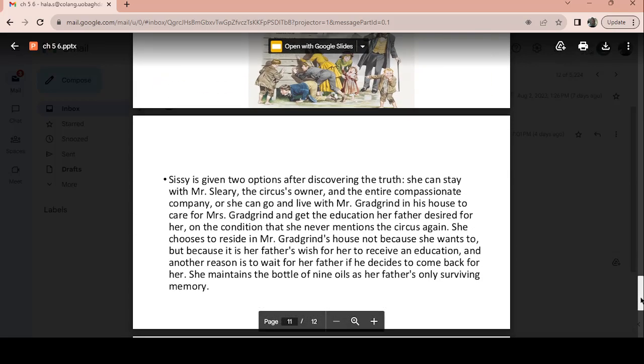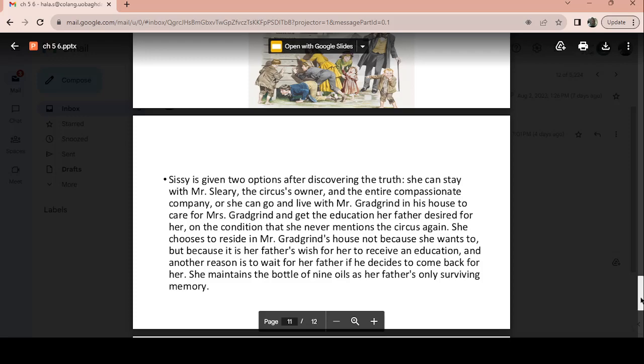So Sissy is given two options. When Sissy came back, she was crying a lot. She understood that her father had left, and she was given two offers, actually. After discovering that her father had left, she can stay with Mr. Sleary, the circus owner, and the entire company, or she can go and live with Mr. Gradgrind in his house to care for Mrs. Gradgrind and get the education her father desired for her, on the condition that she never mentions the circus again.